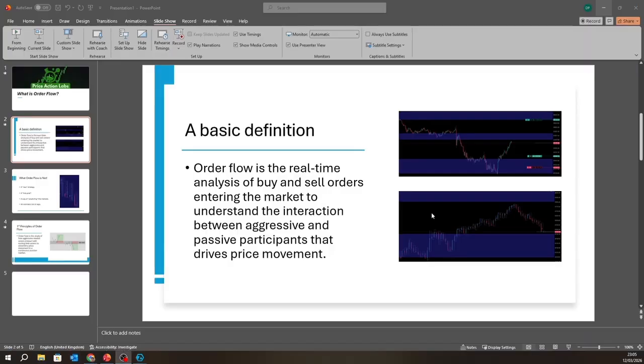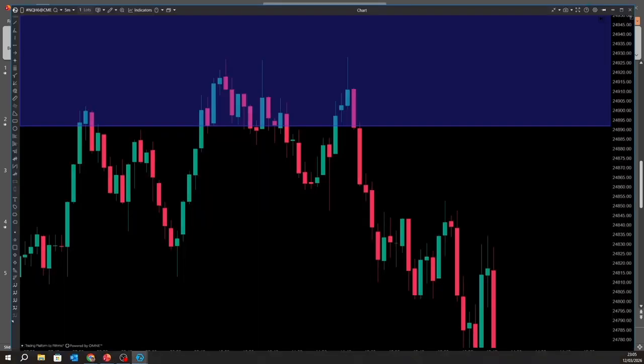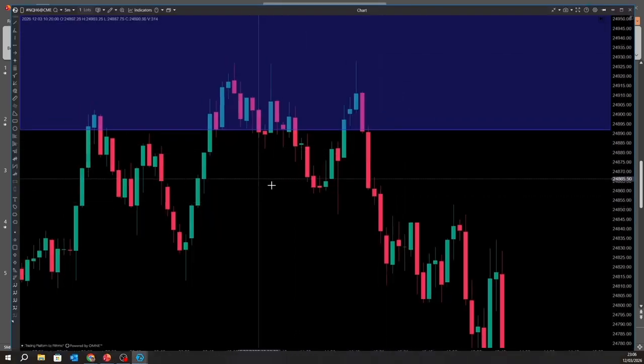right? So this is what we mean by the now time frame. It is the real time analysis of buy and sell orders. So again, you can take whatever strategy you want and just put order flow on. This is the order flow itself.